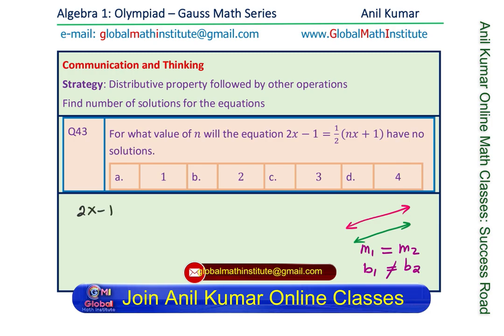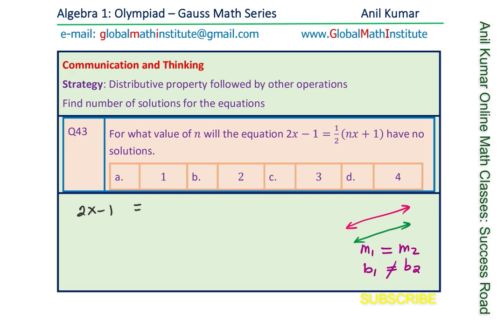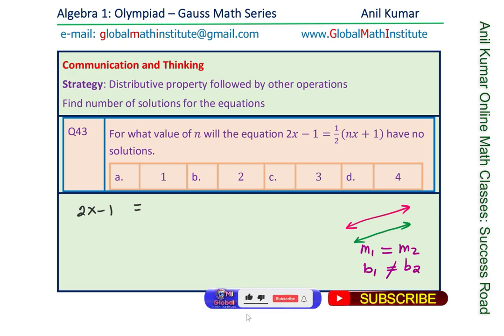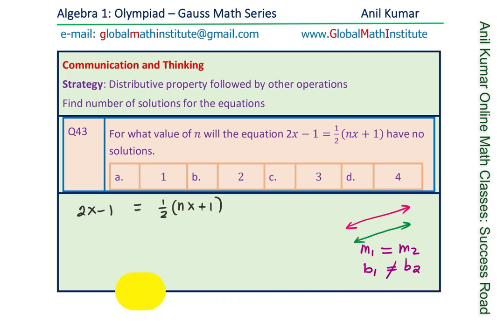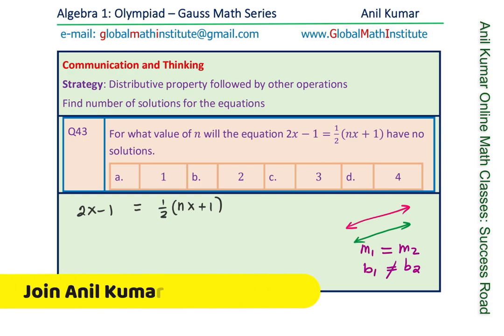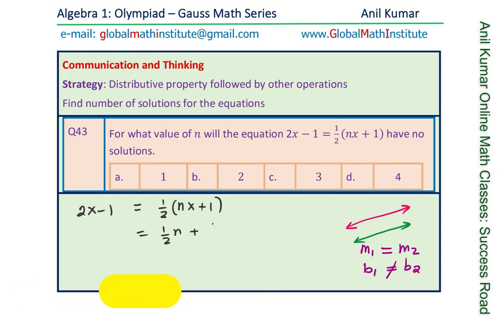One is 2x minus 1, and we want to make them equal. Means when we consider a system of equation, we see that both when graphed will never intersect, right? This is what we are looking for, right? So half, and we have here nx plus 1, correct. Now, for these equations to have no solution, they should have same slope, right? And different y-intercept. So if I open this up, I get what? I get half n plus half, right?